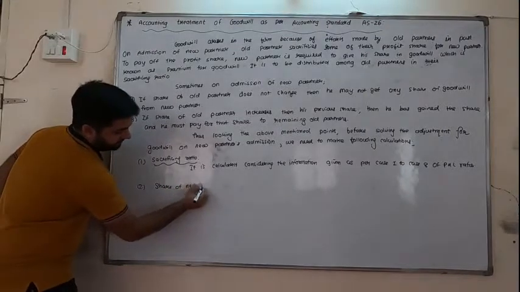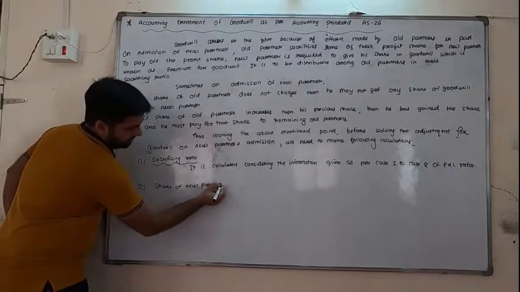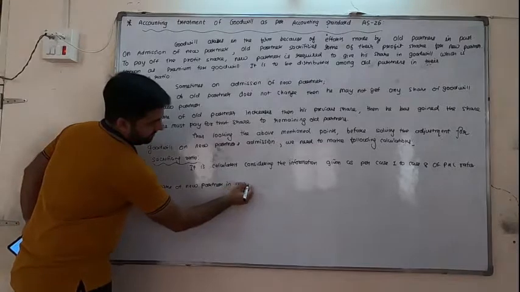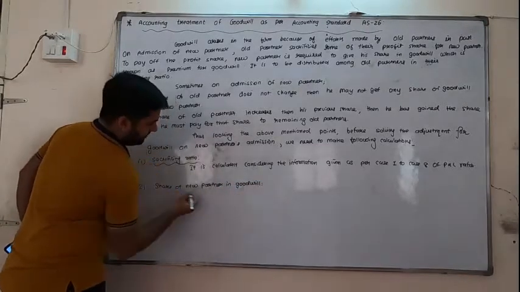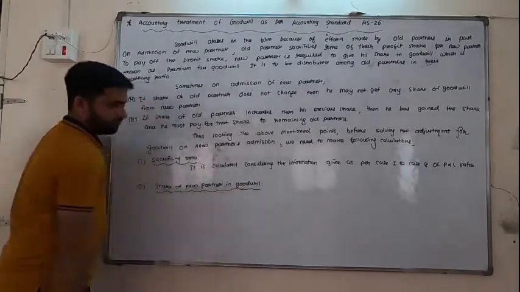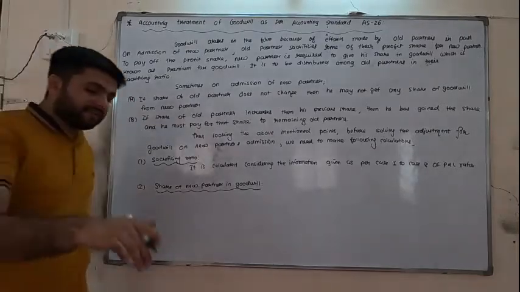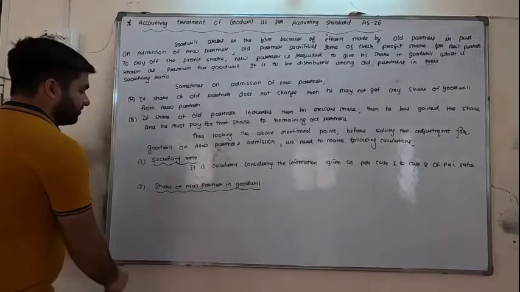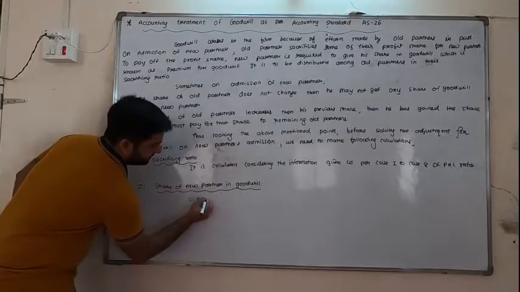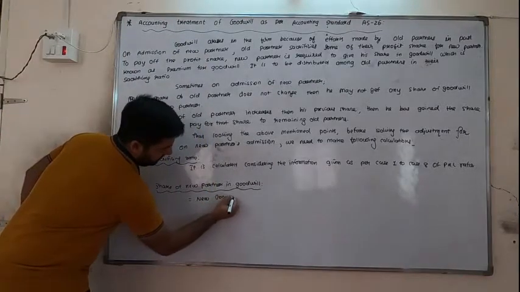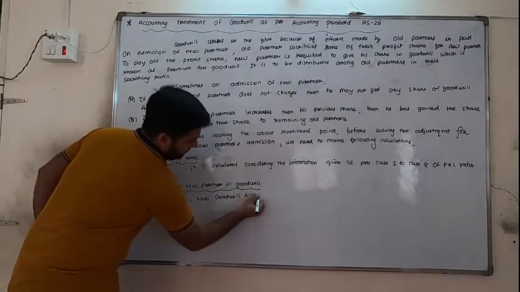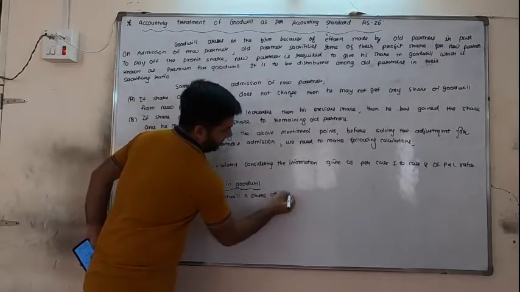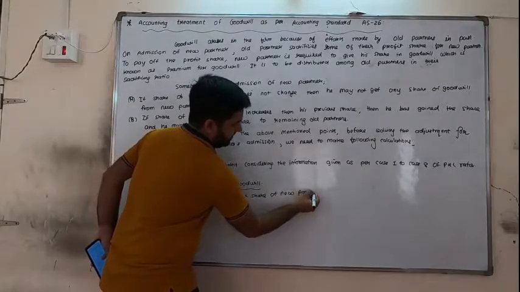share of new partner in goodwill. Our second calculation will be the share of new partner in goodwill. Because the new partner is paying the premium of goodwill, how to calculate this premium of goodwill? The formula is new goodwill into share of new partner.